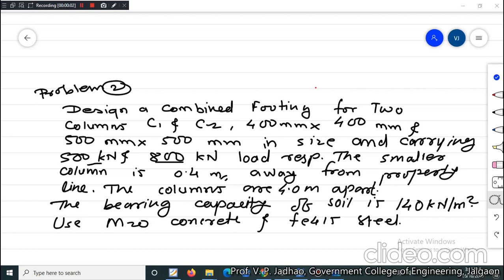Okay, this is the problem. Design combined footing for two columns C1 and C2 having sizes 400 mm by 400 mm and 500 mm by 500 mm and carrying loads 500 kilonewton and 800 kilonewton respectively. The smaller column is 0.4 meter away from the property line. The columns are 4 meter apart. The bearing capacity of soil is 140 kilonewton per meter square and use M20 concrete and Fe415 steel.